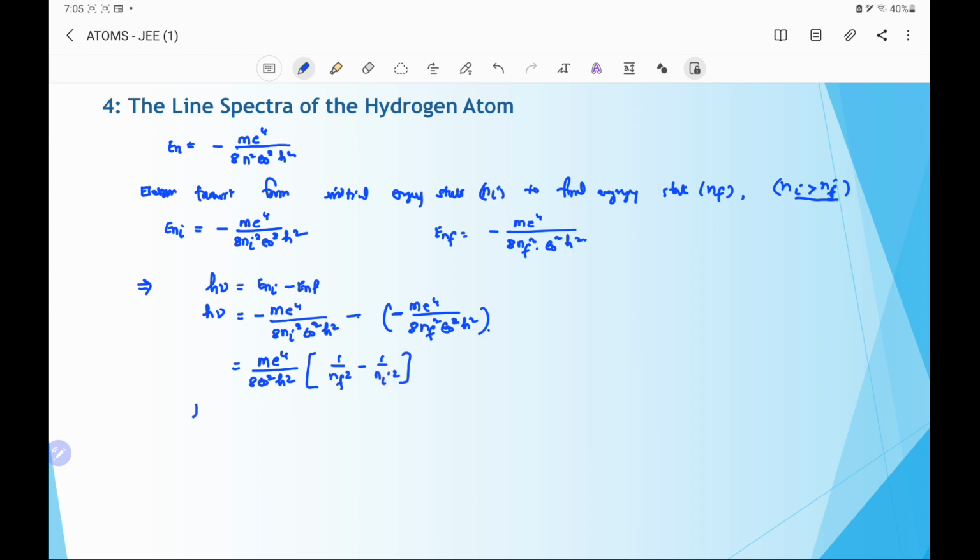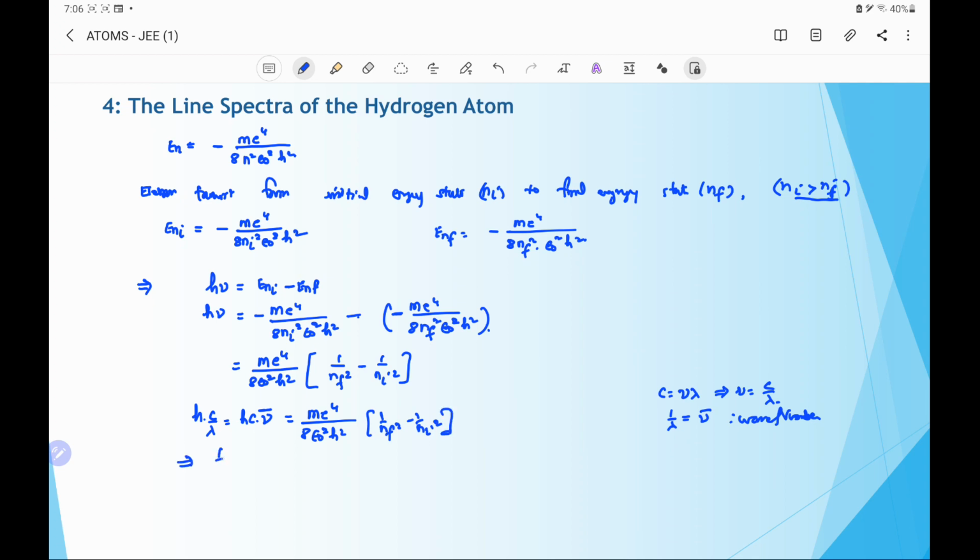Therefore, we can write h into c by lambda, because c equals nu lambda, where c is the speed of light, and nu equals c by lambda. So it is equal to hc, and 1 by lambda equal to nu bar. This is called the wave number. This is hc nu bar, that is equal to m e raised to the power 4 by 8 epsilon naught square h square into 1 by nf square minus 1 by ni square.